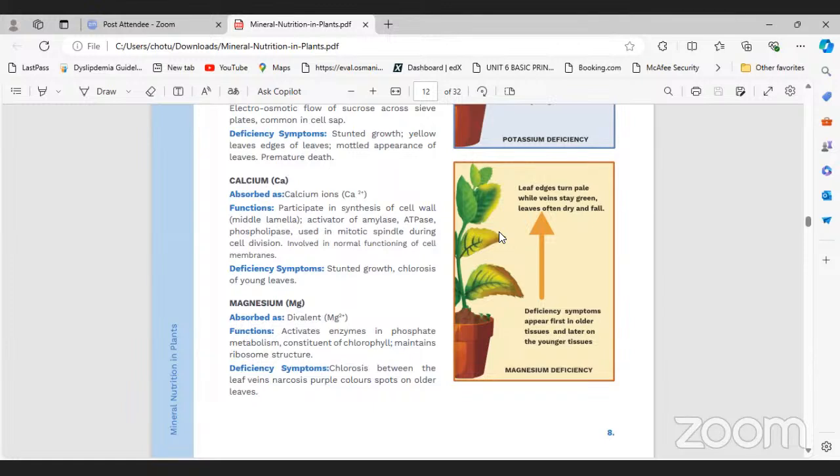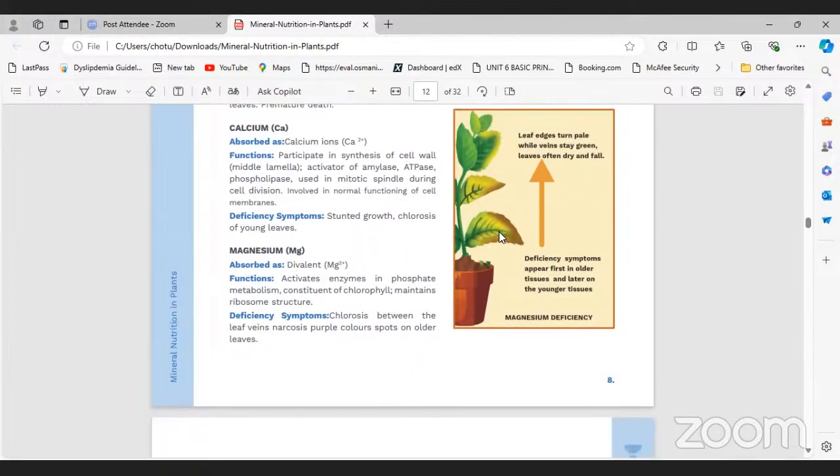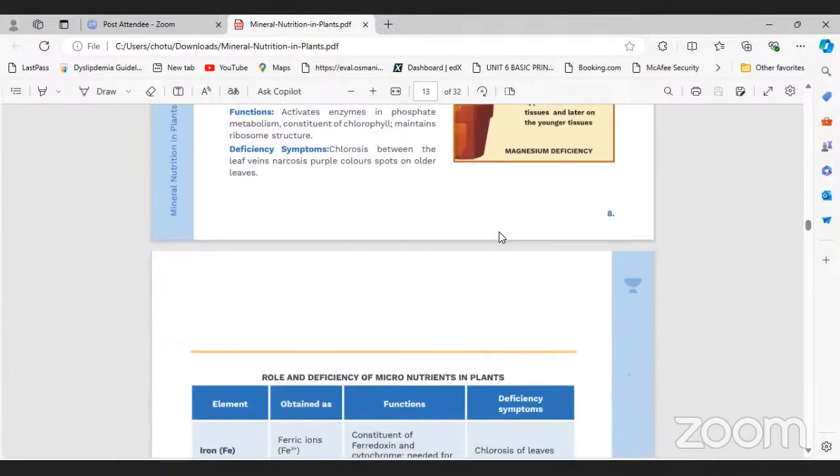Magnesium is an activator for many of the enzymes involved in carbohydrate metabolism. Such enzymes and the reactions with which they are concerned are indicated; in magnesium action, ATP is also required. Magnesium deficiency shows chlorosis between the leaf veins, necrosis, and purple color spots.